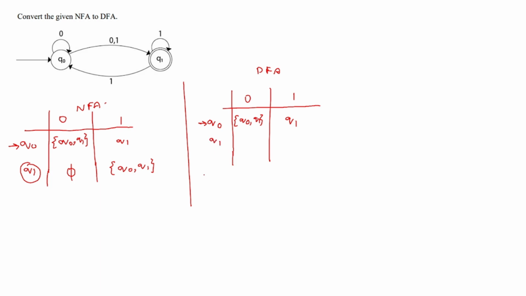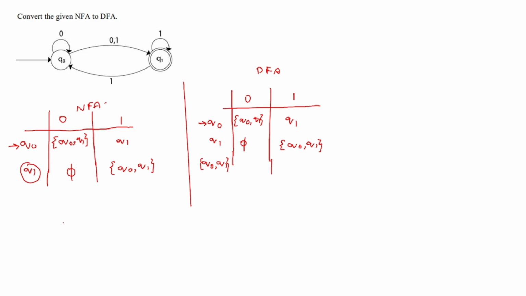So we'll write them down. Q1 and Q0, Q1 are the two new states which we found. Here Q1 when applied with 0 goes nowhere, so phi. And Q1 when applied with 1 goes to Q0, Q1. So we write here Q0, Q1. And Q0, Q1 when applied with 0, we don't have this here, so how are we going to find out? Let's check it out.